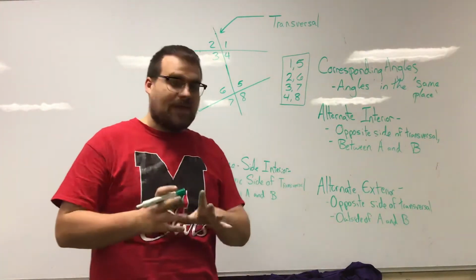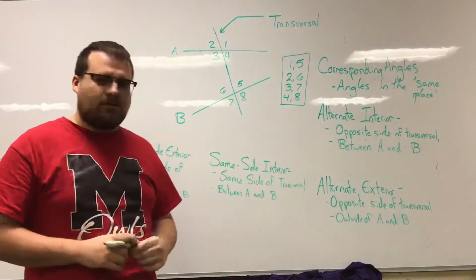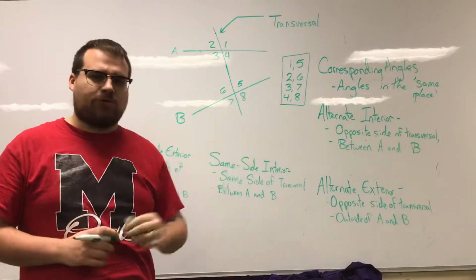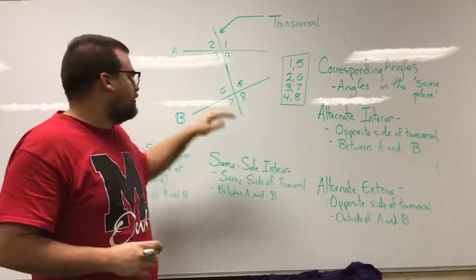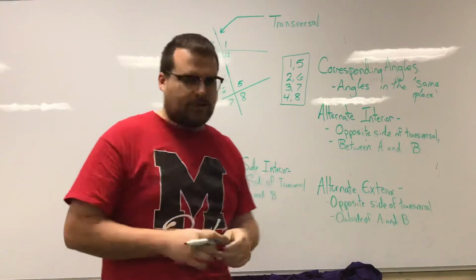So we need to find a pair of angles that fit both of these definitions, that are on opposite sides of the transversal, one on the left, one on the right, and that are between our 2 lines, and of course are from different intersections.